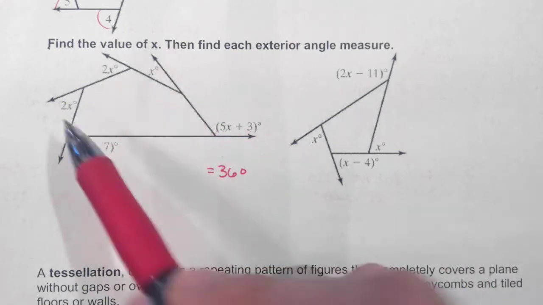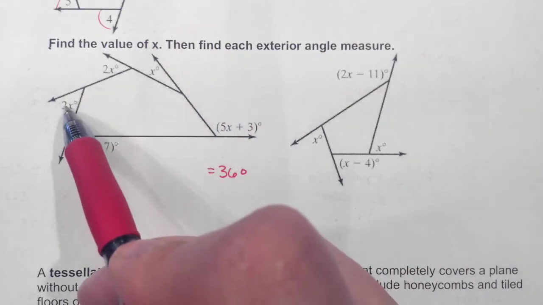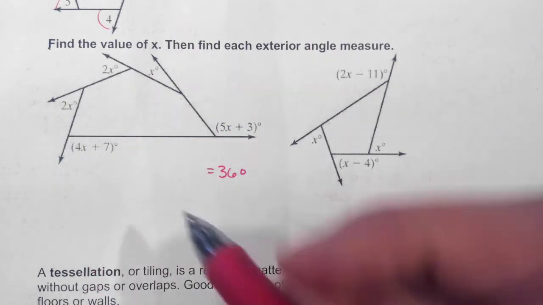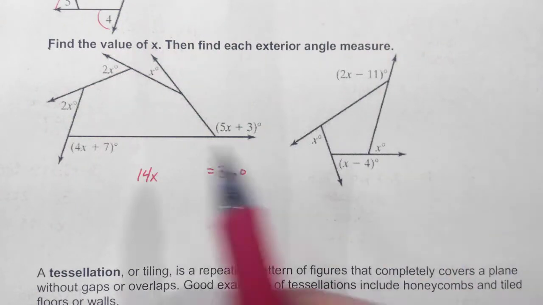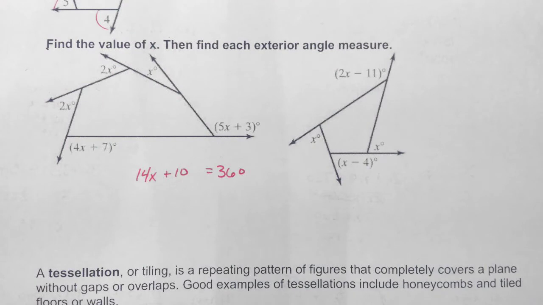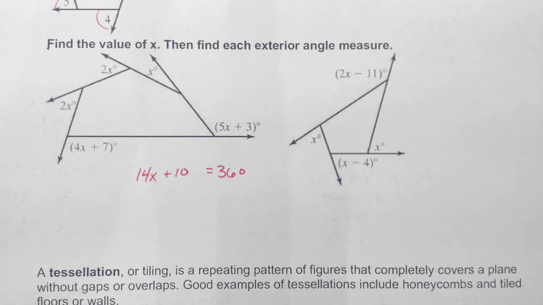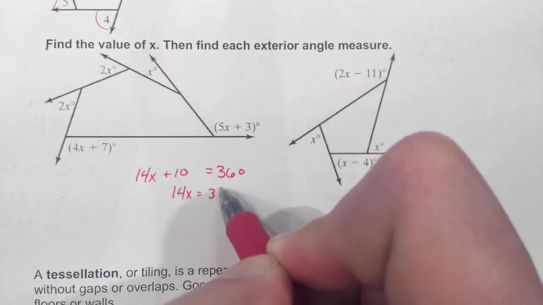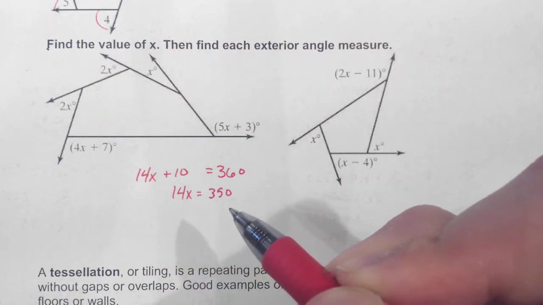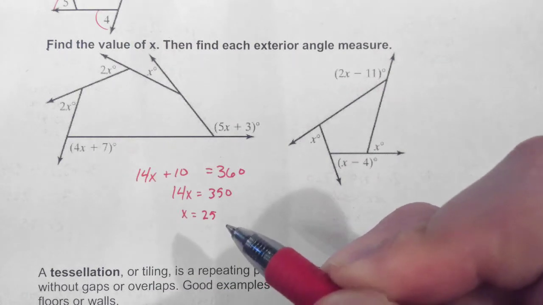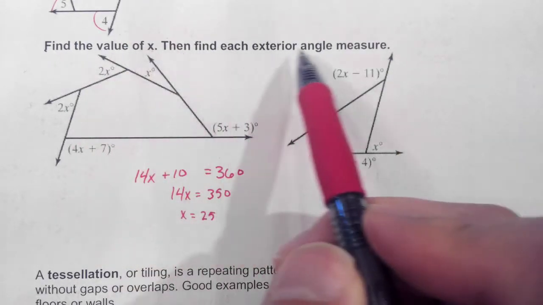So add them up. 5x, 1x, 2x, 2x, and 4x. Let's see, 5 and 1 is 6, plus 2 is 8, plus 2 is 10. So 14x, and then 7 and 3 makes 10. So 14x plus 10 equals 360. Subtract 10, and 14x equals 350. Divide, and 350 divided by 14 equals 25. X is 25. Now remember, they don't ask us just to find x, they say find each angle.